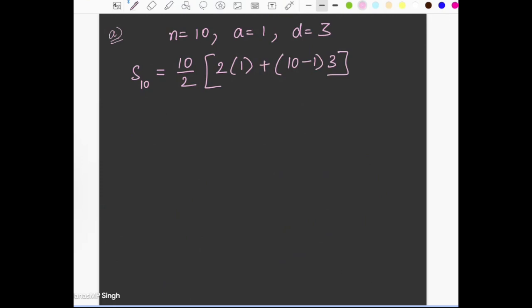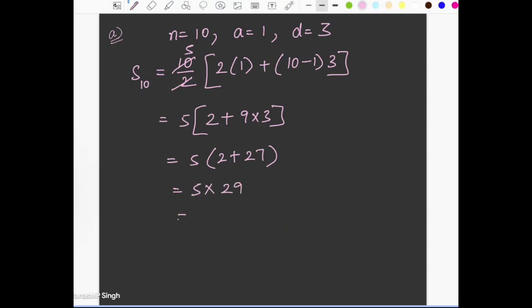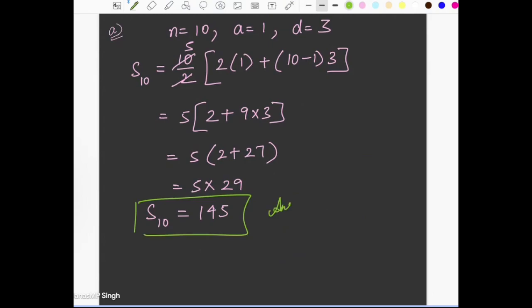Okay, so this will add the first 10 terms and give you the sum. Divide, you get 5, then first 2 plus, inner bracket, 10 minus 1 is 9. So 9 times 3, then 5, 2 plus 27, 2 plus 27 is 29. 5 times 29 is how much? 5 times 30 is 150, 150 minus 5 is 145. So the sum of the first 10 terms is 145.